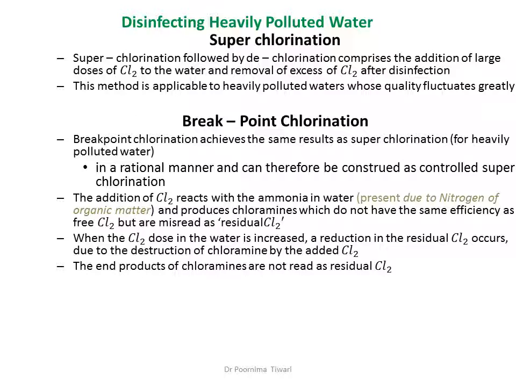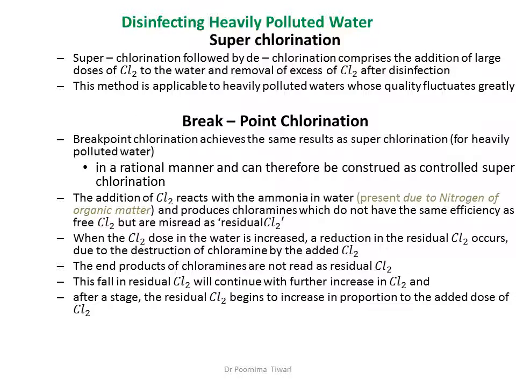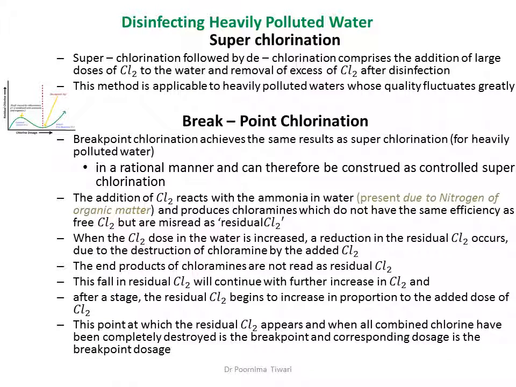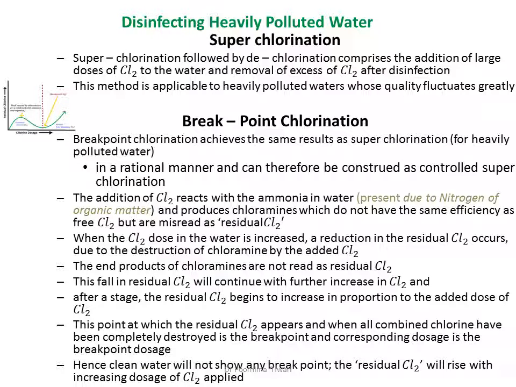So this fall in residual chlorine will continue with further increase in chlorine gas dosage. But after a stage, the residual chlorine begins to increase directly in proportion to the added dosage of chlorine. This point where the residual chlorine starts to appear, when all the combined chlorines or chloramines have been completely destroyed, is called the break point, and the corresponding dosage of chlorine is the break point dosage. Hence, clean water will not show any break point. That is, the residual chlorine will rise with increasing doses of chlorine since the beginning.